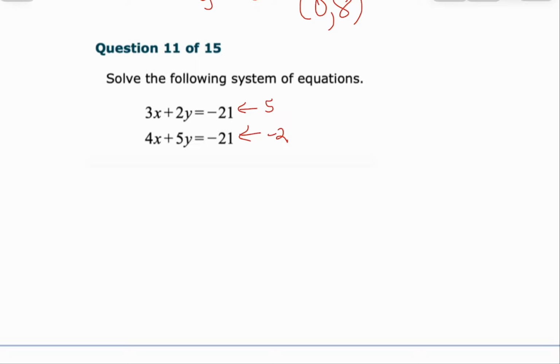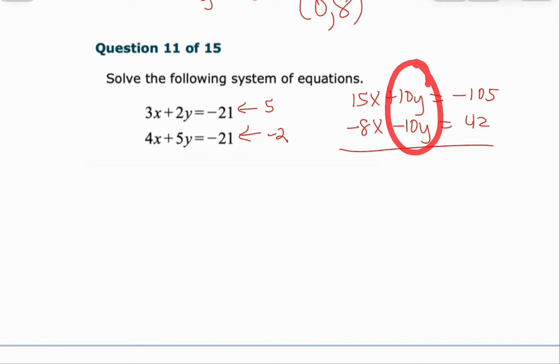Remember, we want opposites. So we get 15x plus 10y equals negative 105. We get negative 8x minus 10y equals positive 42. You will see these are opposites. That's exactly what we wanted. So we're good to go. So now just add your equations together.